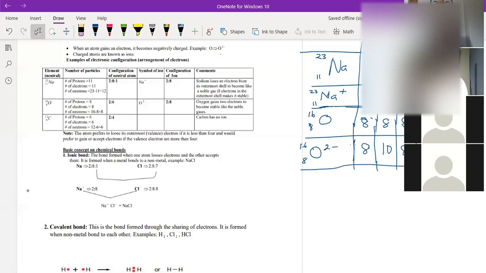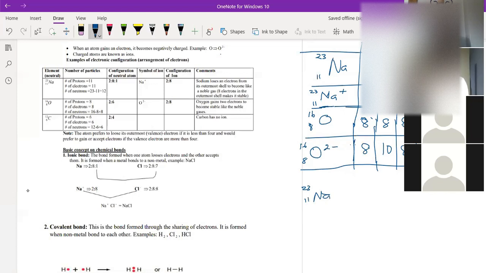Either they'll give you a periodic table or they'll give you the information right there. Okay, great, so that's how you play around with this. Now, the other thing is, how are the electrons arranged around the atom? So I'll do that for sodium. If I take sodium, 23 and 11, we're going to arrange the electrons.